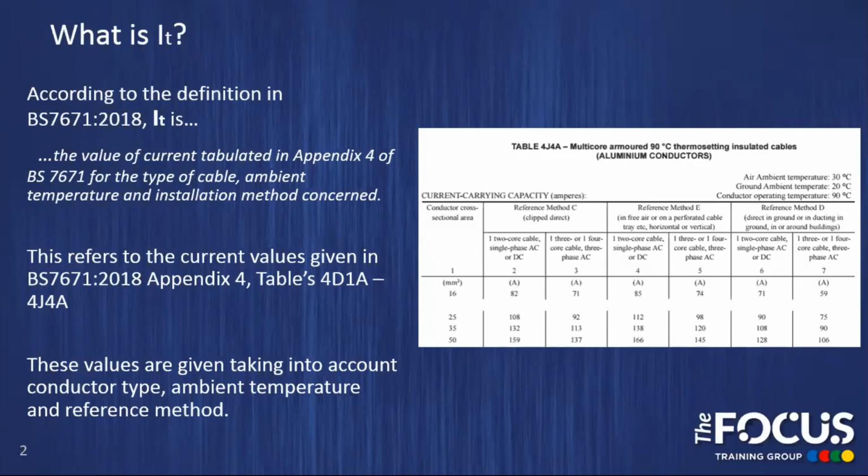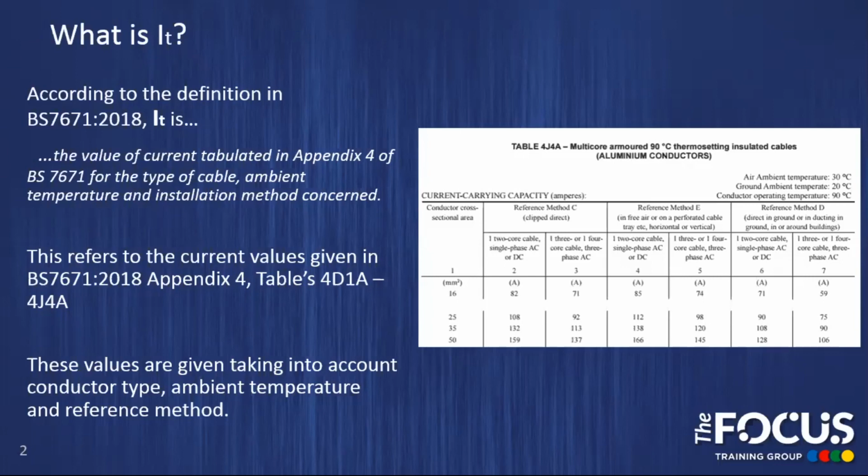This refers to the current values given in BS 7671, Appendix 4, Tables 4D1A to 4J4A, normally where we select the size of our circuit conductors. As we can see in the snippet of one of the tables, 4J4A on the right hand side of our slide, this is a table for multi-core armoured 90-degree thermosetting insulated cables. So the table here is for the type of cable mentioned.